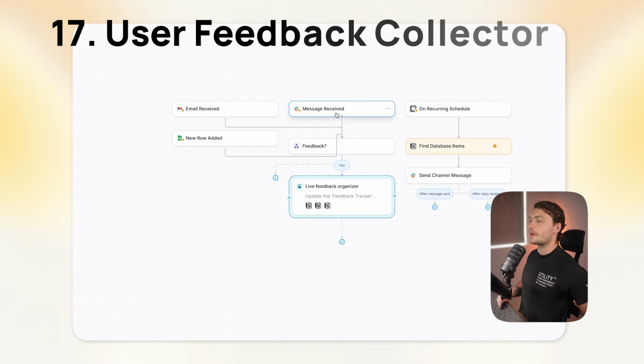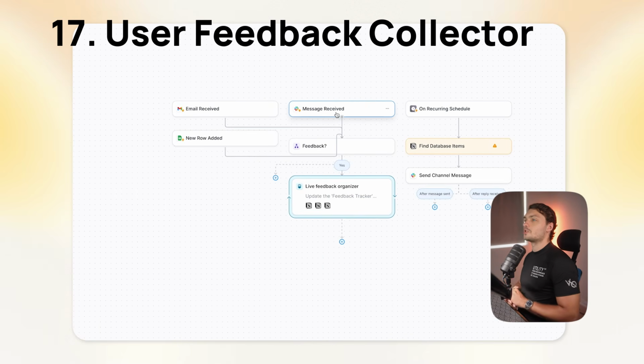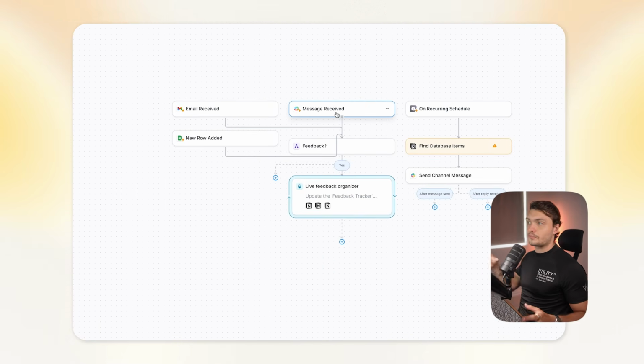Next, we've got the user feedback collector. You can build an AI automation that takes all of the feedback that you receive from different channels and summarizes them all into one singular database. And then let's say every day or every week, it sends you a summary of all of that feedback that you've been receiving in a Slack message.